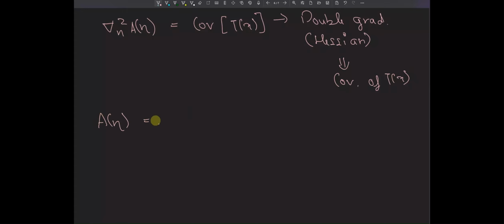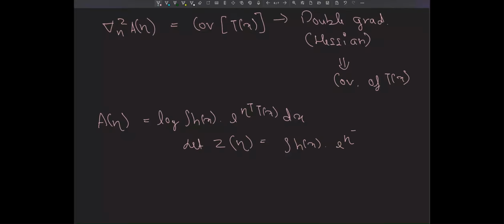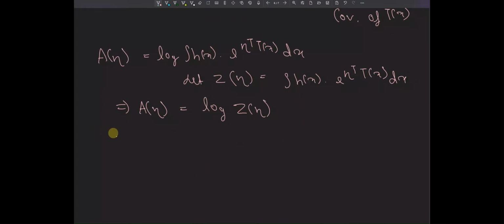A(η) is log of the integral of h(x) times e raised to the power ηᵀT(x) dx, as we discussed before. Now let Z(η) be the integral of h(x) times e raised to the power ηᵀT(x) dx. Hence, A(η) is nothing but log Z(η).